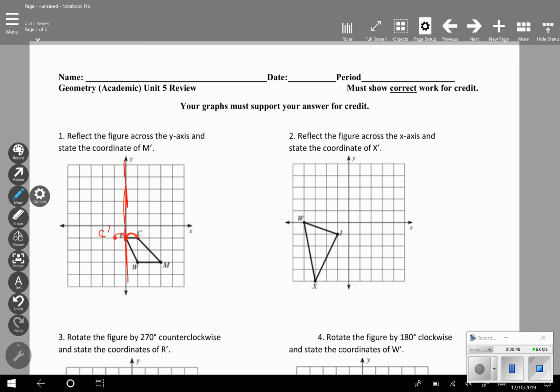Okay, W is one unit away to the right, so when we flip it, W prime will be here. M is 1, 2, 3 away, so we go 1, 2, 3 when we come this way. So there is M prime. There's the reflected figure. And so now M prime is at -1, -2, -3, and -1, -2, -3. So -3, -3. That's M prime.